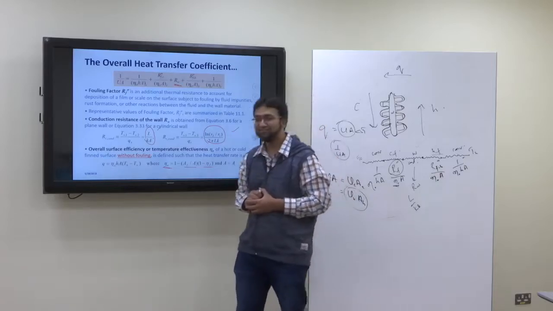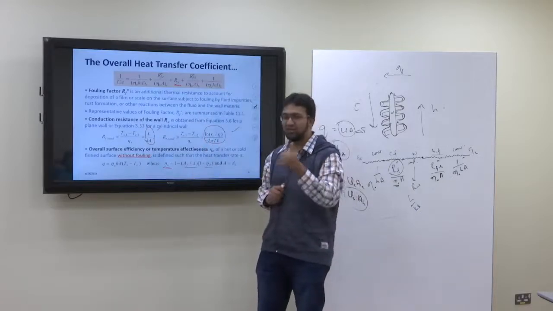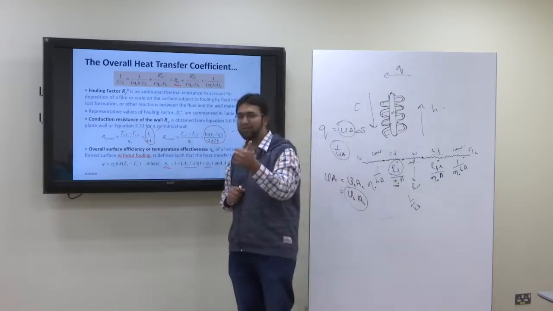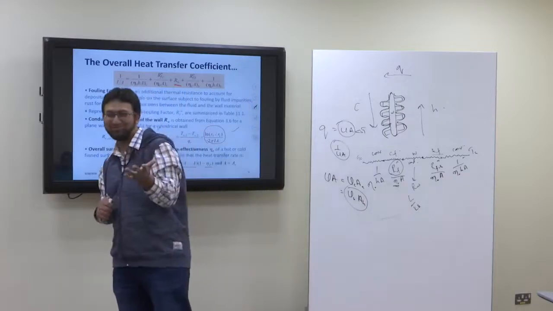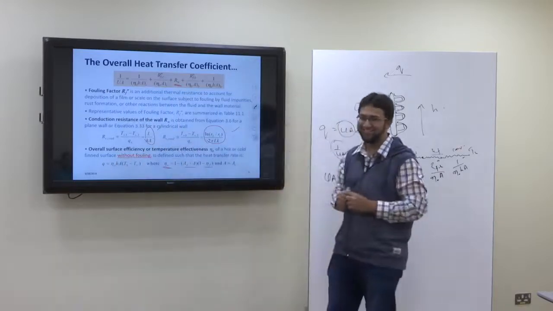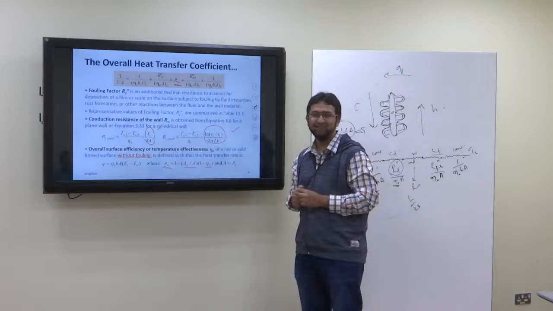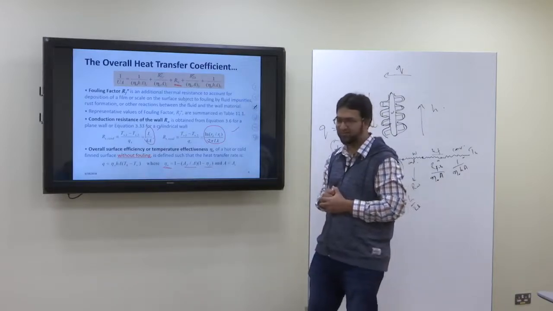What's A? Total area. Total area means the prime area plus the fin area. You remember the prime area? The unfinned area, the area of the wall without the fins. Chapter 3, this whole chapter 3.